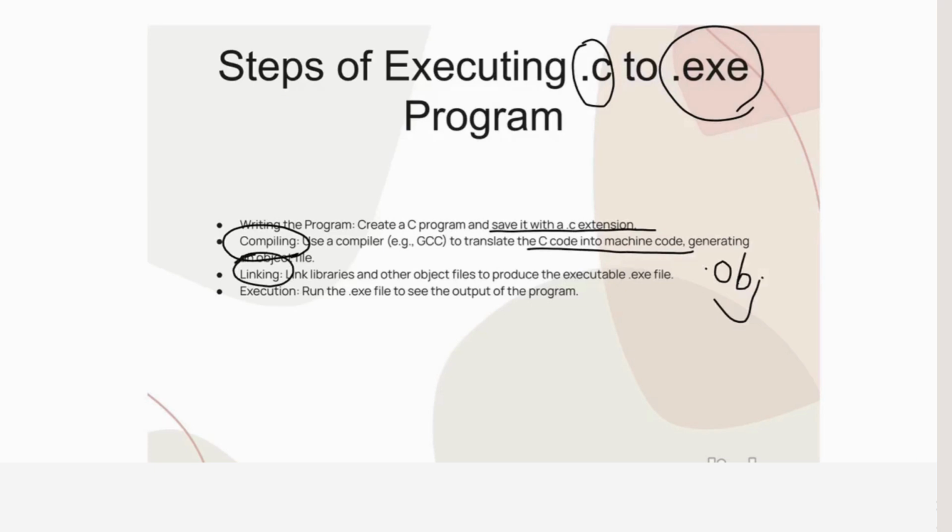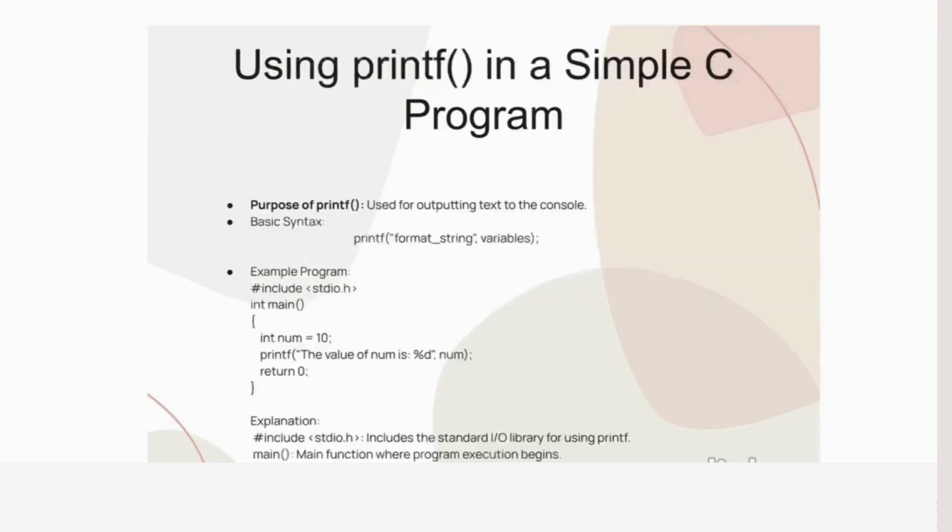Linker is going to link all the important other library files and object files which are needed in the current program and convert into .exe file. Now finally this .exe file is getting executed and we see it on the output screen of our program. So I hope you understood how this .c is getting converted into .exe and why GCC and linkers are important to execute the C program.